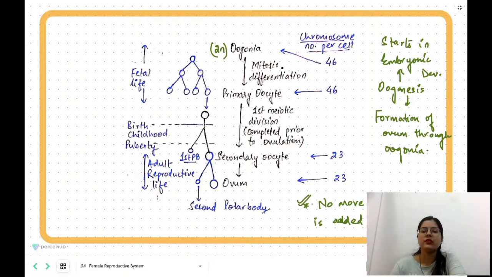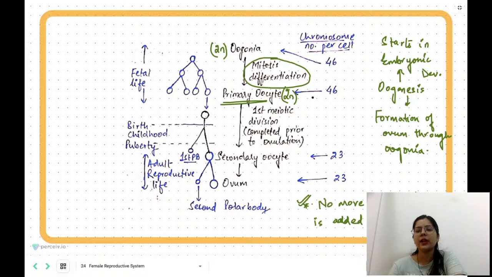Now, this oogonia first is going to differentiate into a cell which is called the primary oocyte. You know, oogonia are produced in many numbers, but only some of them differentiate into primary oocytes. So, if it is a mitotic differentiation, you can just imagine that if oogonia is diploid, then the primary oocyte will also be diploid. And the chromosome number will be 46 over here and 46 over here. This is the case. So you can see over here.